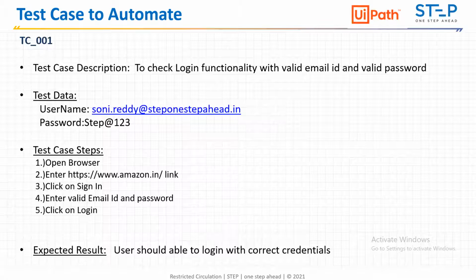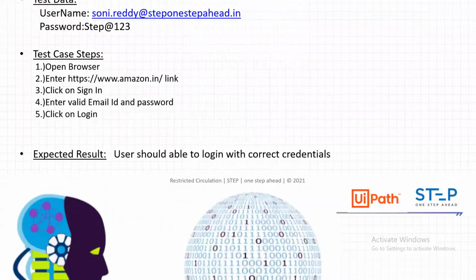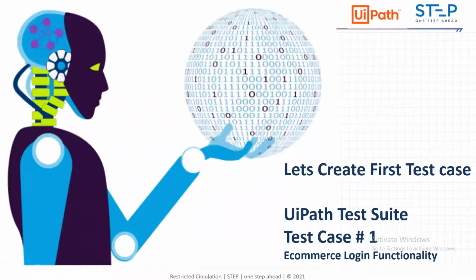That means either it is a defect, if the login is correct and still it is giving the message that login is not correct, or maybe it is a valid condition and it is not a correct login. So let's see how to create this test case one by one. Slowly I will show you how to drag and drop, and how to use this particular data in this test case. It's an e-commerce functionality which I'm going to show you.